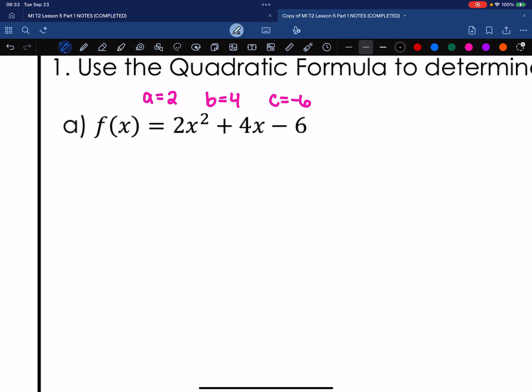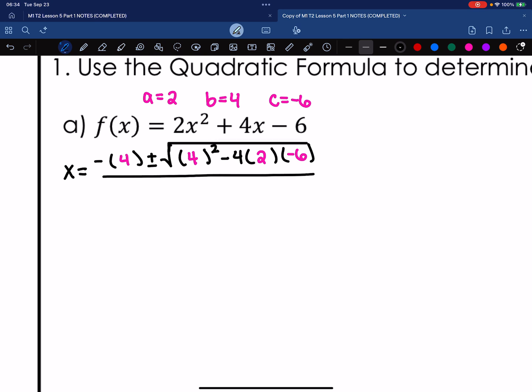So all we're going to do is plug this information into the quadratic formula. So we have -b plus or minus the square root of b squared minus 4 times a times c. So we're going to plug in our stuff. So b squared minus 4 times a times c. And it's going to all be over 2 times a, boom.